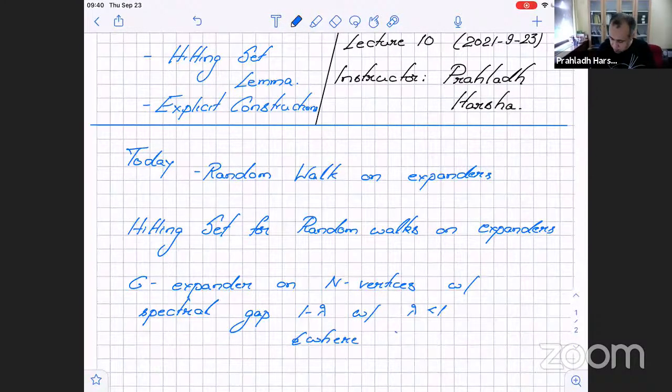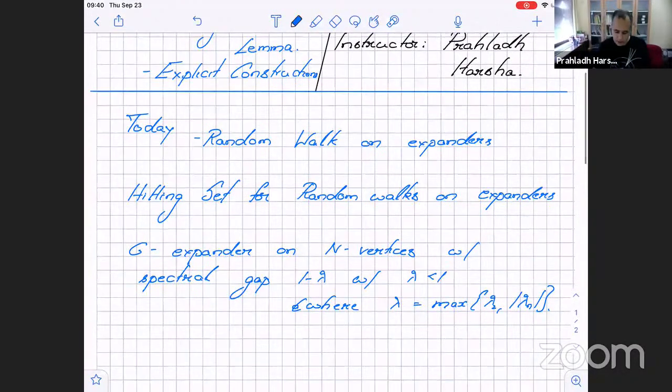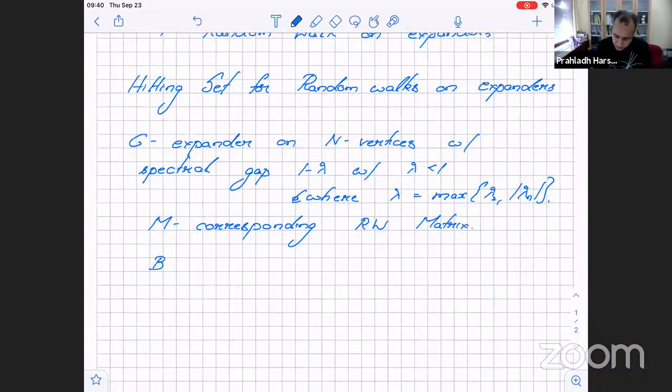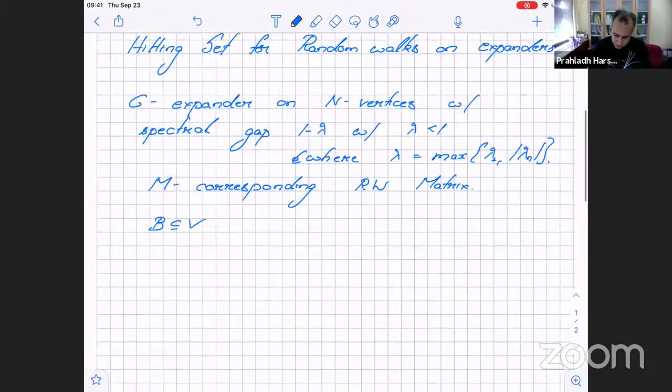Just recalling what lambda is: lambda is the max of lambda 2 and the absolute value of lambda n. And let M be the corresponding random walk matrix. Now let B be any subset of the vertices. So this is a vertex set. B is any subset of the vertices.